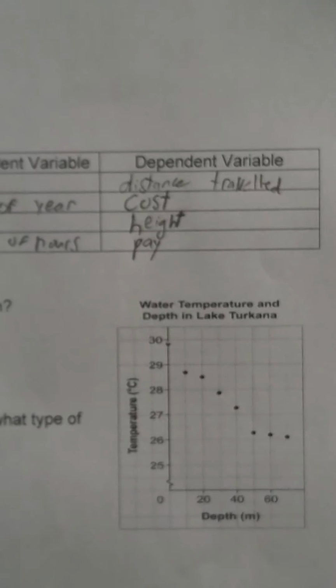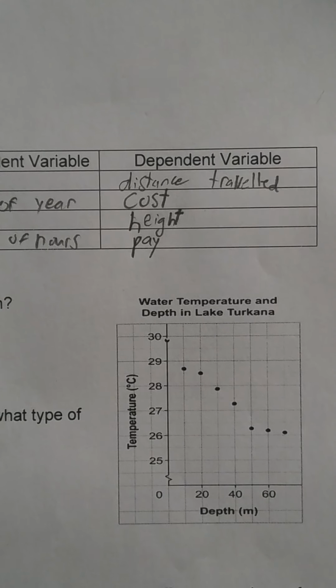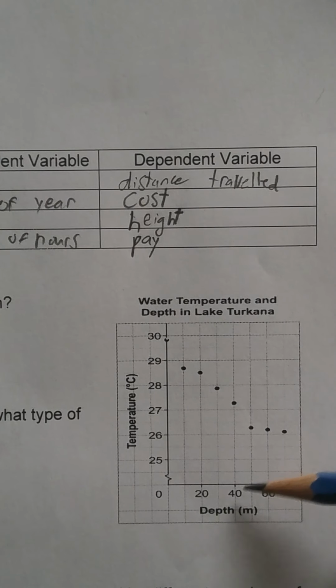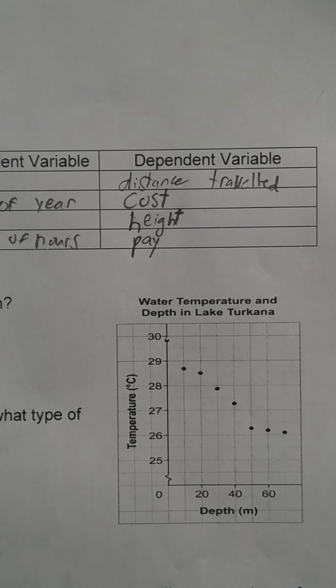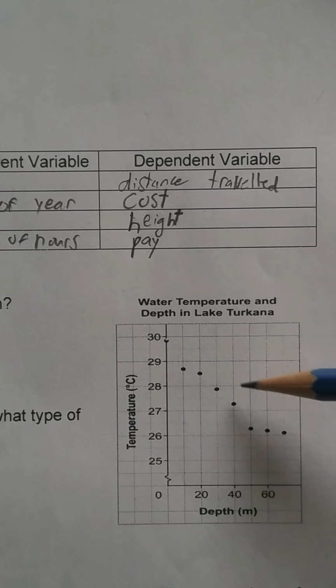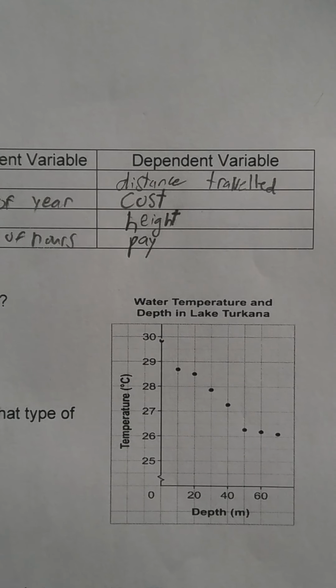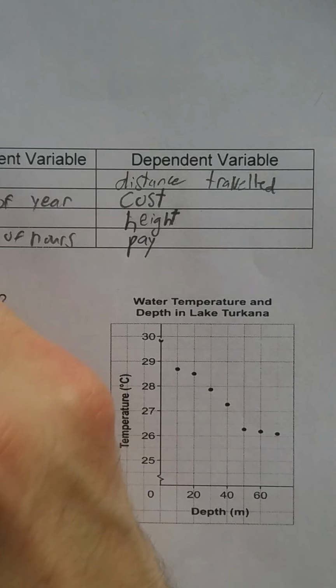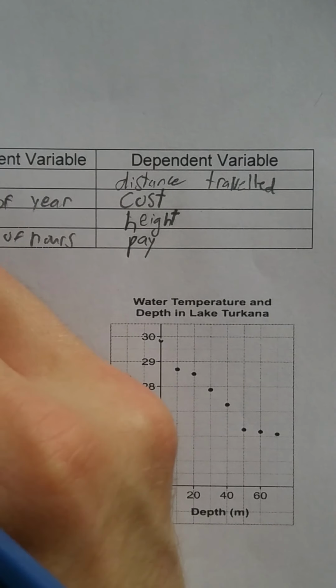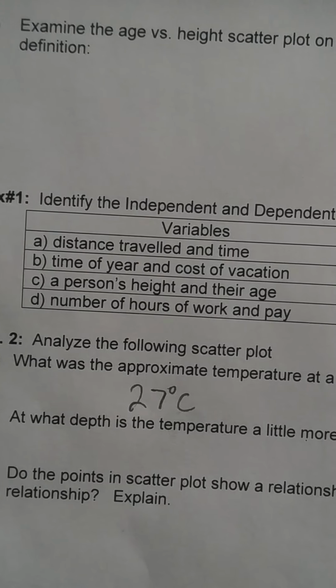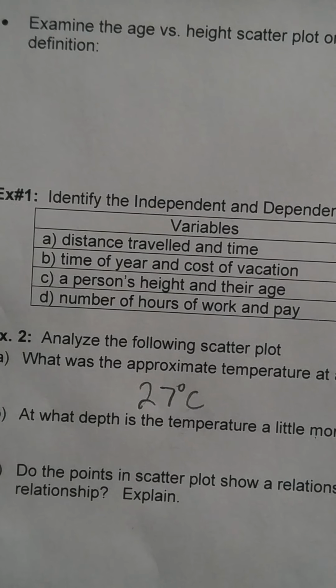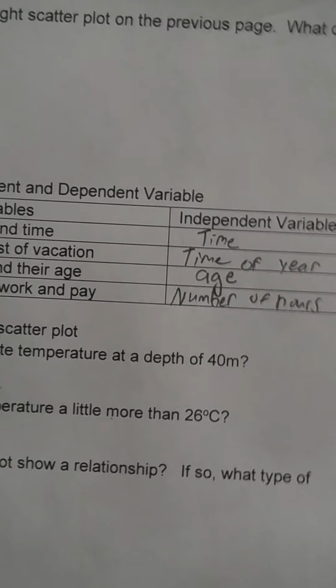Example 2. What was the approximate temperature at a depth of 40 meters? So we're going to have to look at our graph here. We'll zoom in a bit. So we have to look at 40 meters. So we see 40 meters here. What's the approximate temperature? So it means a little higher than 27. We can say 27.1. We can say 27. It's saying approximate, so we just have to give something close. So I'm just going to put 27 degrees Celsius because normally when you hear the temperature, you hear it's 27. You don't hear it's 27.2 degrees.